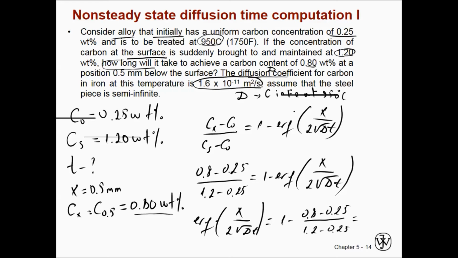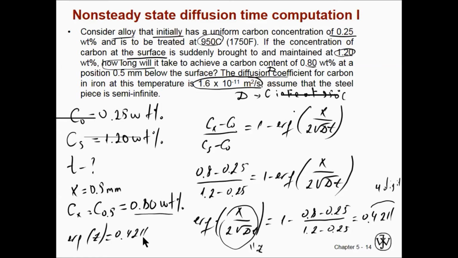So if I calculate this, the value will be 0.4211. Pay attention to take at least 4 digits, not less. Now we have found that the error function, remember we said this will be equal to z. Let me simplify it. So error function z equals this. Now I will go to the table and try to find when z is what, my answer will be this.